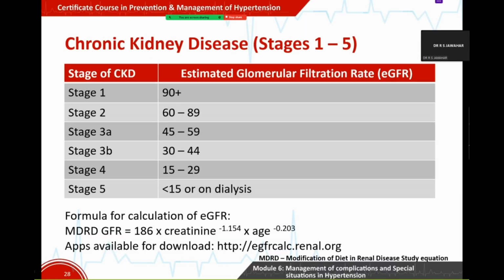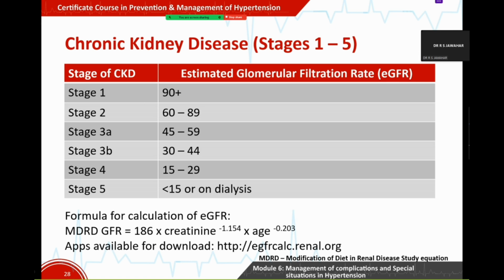So what about the CKD? You know this staging of CKD and how to calculate the GFR. Nowadays with smartphones, it is very easy to calculate the GFR. Here you have to add 3 points: one is the age of the patient, then the gender of the patient, and then the creatinine level. With these you can get the GFR, and according to the GFR, you divide the CKD into 5 groups.